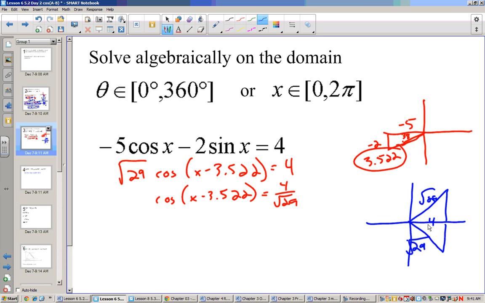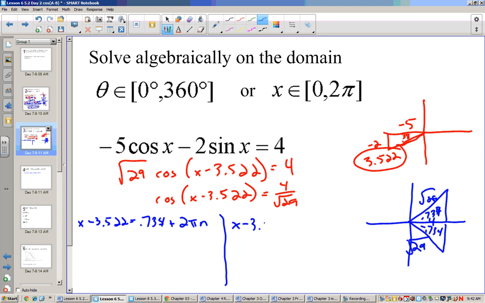And I got 0.733, sorry, or actually 0.734 if I rounded it. This would be negative 0.734. So let's divide this into those two sections. x minus 3.522 is equal to 0.734 plus 2 pi n.